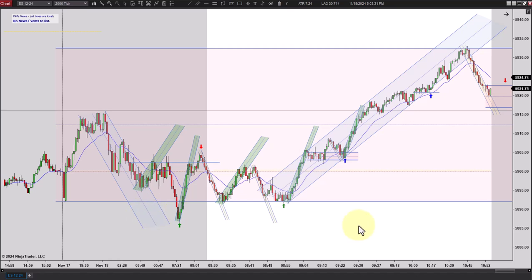So the worst thing you can do is try to pick highs and lows. This is more of a range, so you're just picking a failed breakout, which is a little higher probability than if it was a strong trend down. But I like this one. It's risky.